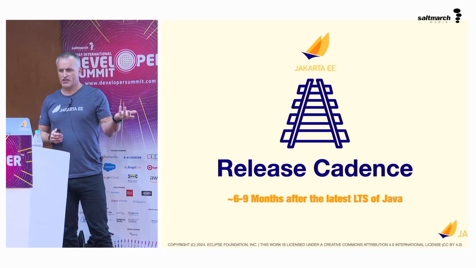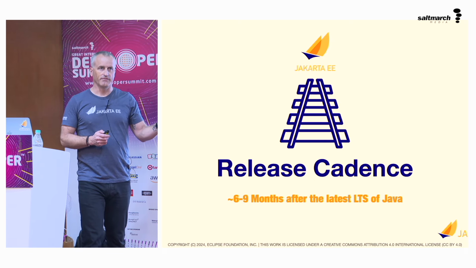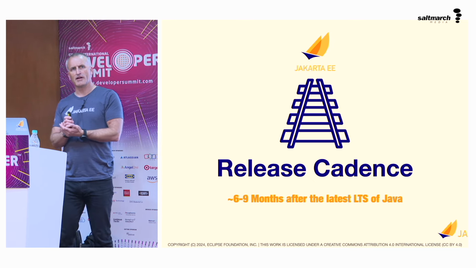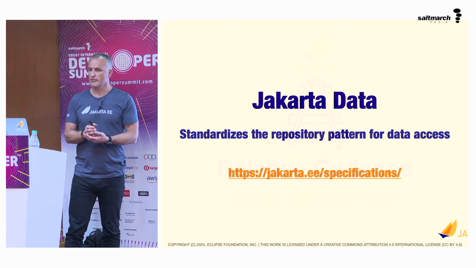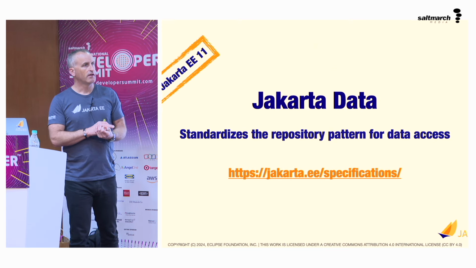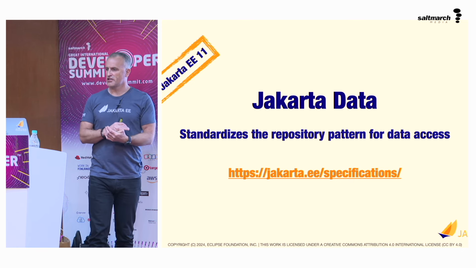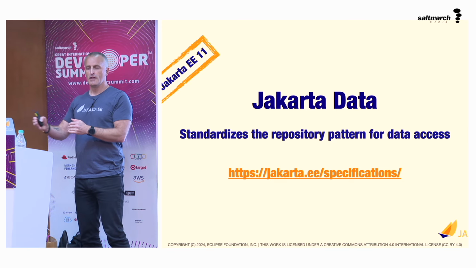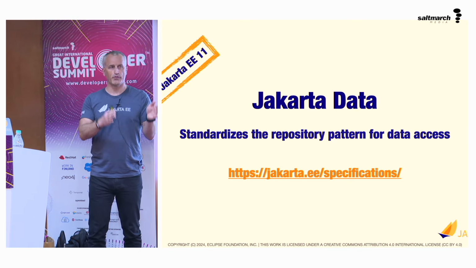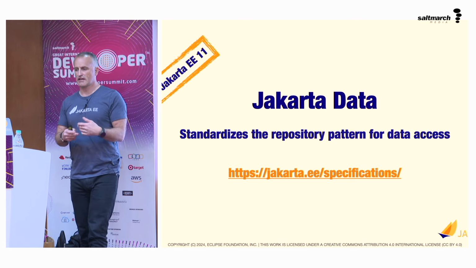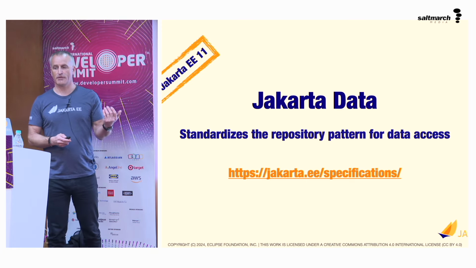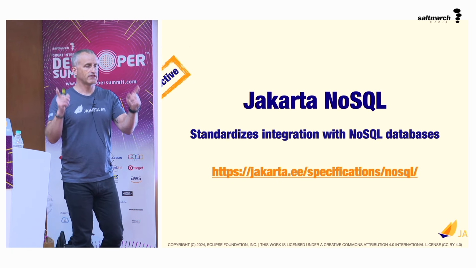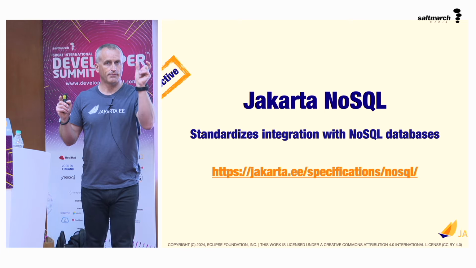So we're establishing this new release cadence of Jakarta EE to be 6 to 9 months after an LTS of Java, because we realize most people are staying on LTSs anyway. So Java 21 came out in September, so in July it's about 9 months after, and we will release Jakarta EE 11. We are adding a new specification in 11, which is called Jakarta Data. And Jakarta Data does the same thing as Spring Data does, plus a little more. What it does is standardize the repository pattern for data access. So it will be exactly the same as you will see for Spring Data. I don't have any code for it here, but it will be exactly the same code. The only thing that will be different is the package import.